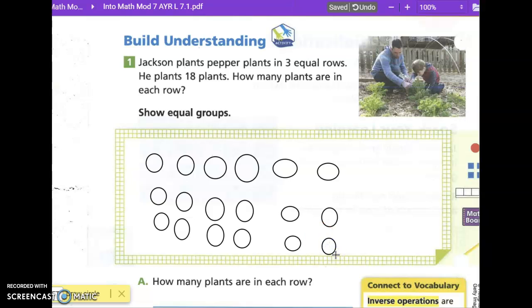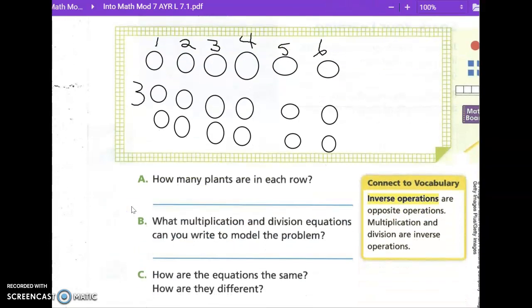Hopefully you're a better array drawer than I am. So how many plants are in each row? 1, 2, 3, 4, 5, 6. Okay? And we have 3 rows. So we have 3 rows of what? Okay, let's go down and answer this question. It says, how many plants are in each row? How many plants were in each row? 6. 6 plants.